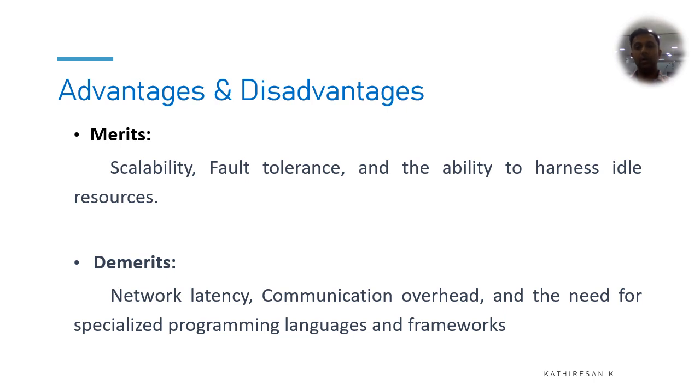So, the demerits. Network latency, or the delay in transferring data over a network, can slow down the performance of a distributed system. This can be a problem for real-time applications such as video streaming or online gaming. Then communication overhead is another issue with distributed computing. With multiple computers communicating with each other, there is an increased risk of errors and delays. This can lead to slower performance and decreased efficiency.